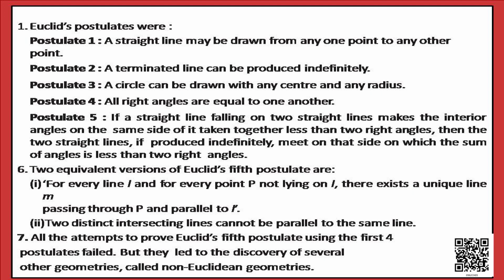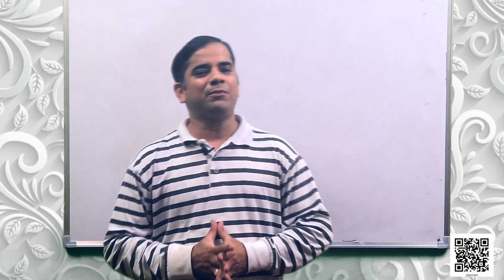Summary 7: all the attempts to prove Euclid's fifth postulate using the first four postulates failed, but they led to the discovery of several other geometries called non-Euclidean geometries. So, with this we come to the conclusion of this session.